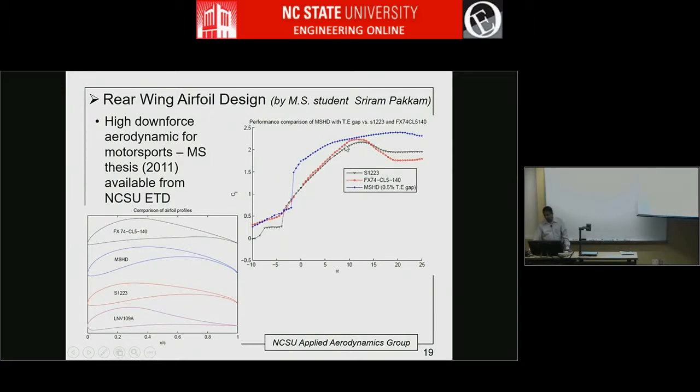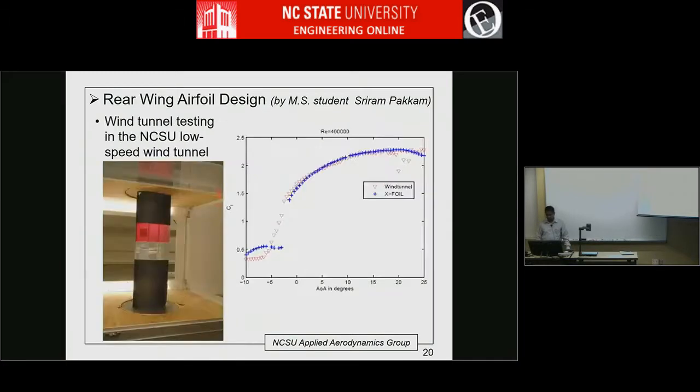Even these are pretty soft, but sometimes the stall is very abrupt. So you can keep on pushing angle of attack and then suddenly it will drop. But he tailored some of the way the separation moves to create a flat, high CLmax region. And he tested it in the wind tunnel. This is our subsonic wind tunnel, and this is a comparison between wind tunnel and XFOIL.